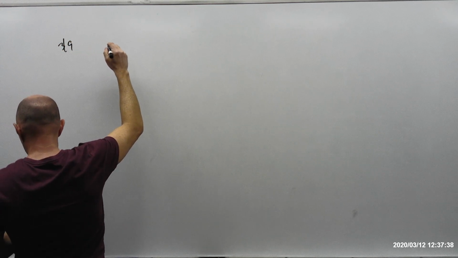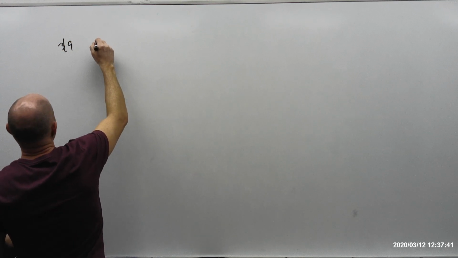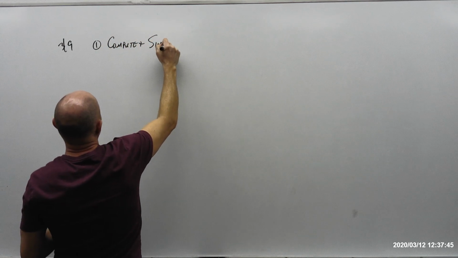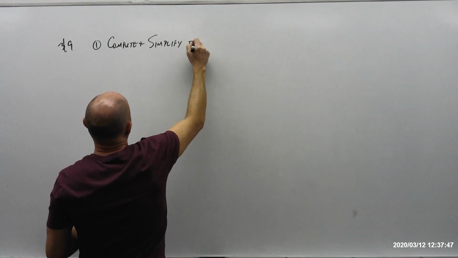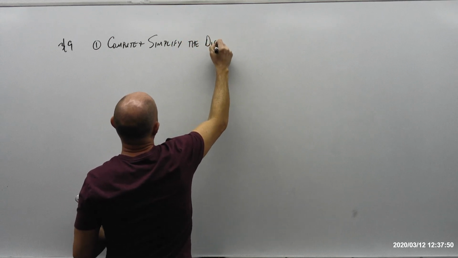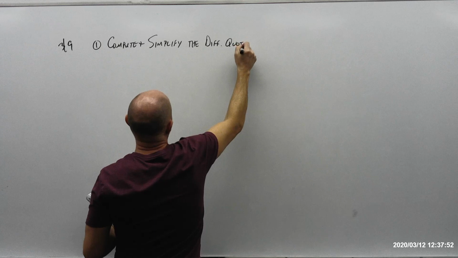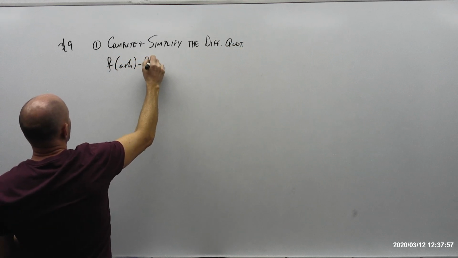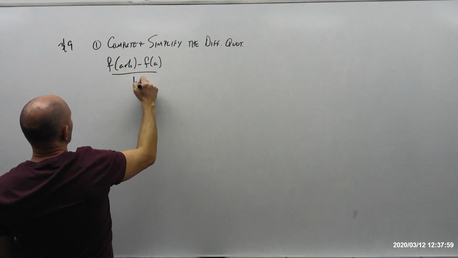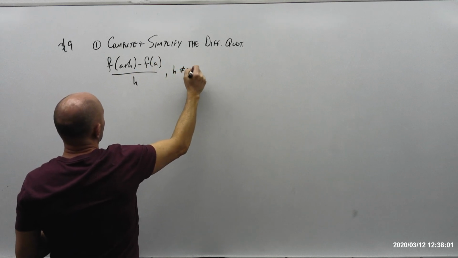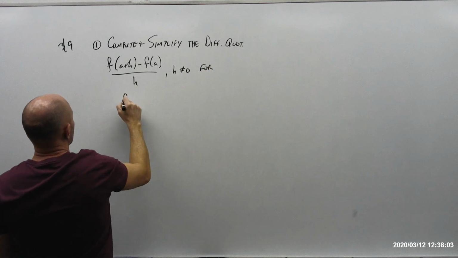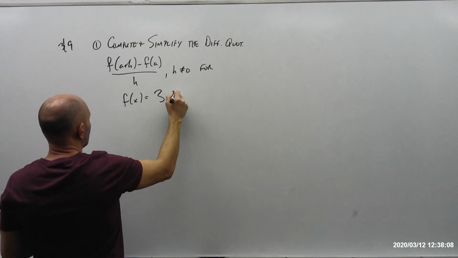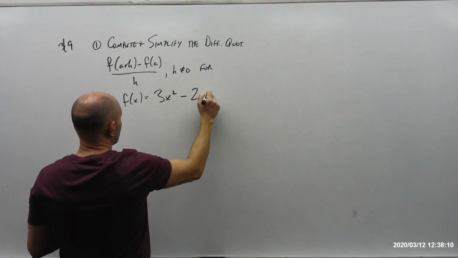So we have to compute and simplify the difference quotient, which is f of a plus h minus f of a, all over h, when h is not 0, for the function f of x equals 3x squared minus 2x plus 1.